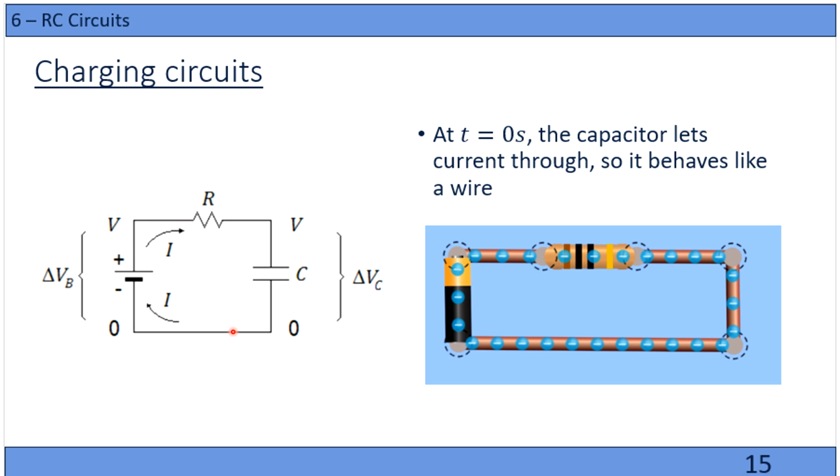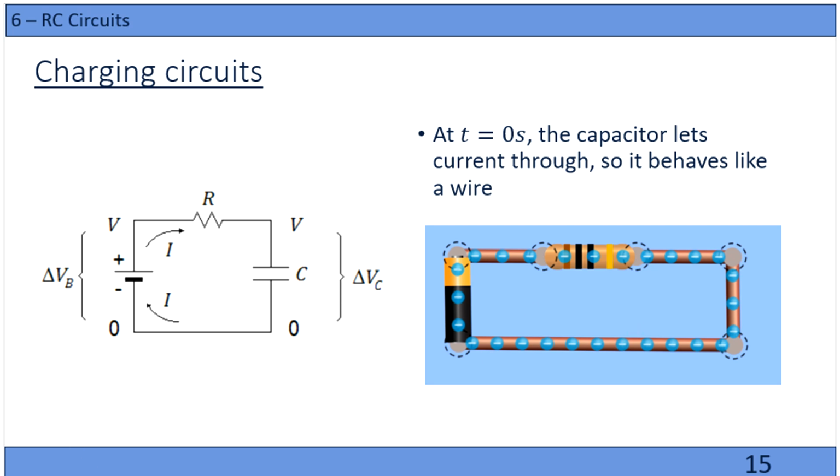If an electron comes out here, an electron goes through the capacitor up to the other side, that's how a regular circuit works, and that's what a current is. And so initially, this capacitor is no different from just having a wire installed in place of the capacitor. That's going to change as we build up charge on the capacitor. But for right now, at t equals 0, it behaves like a wire.